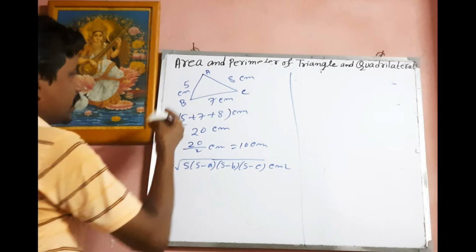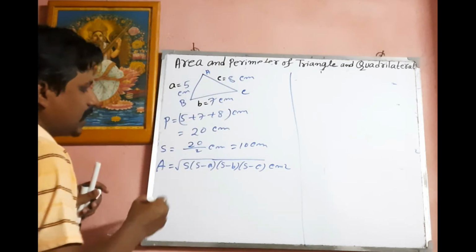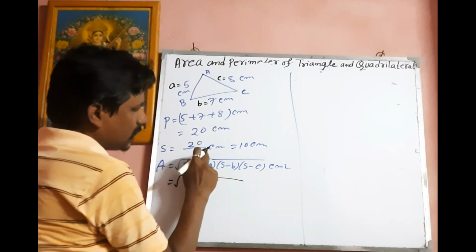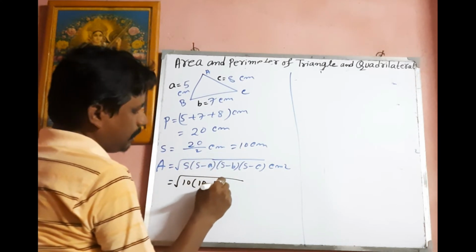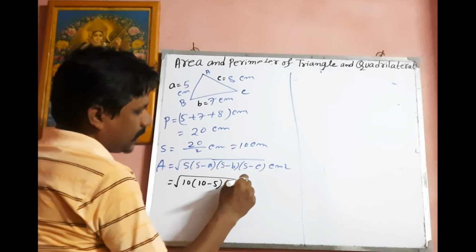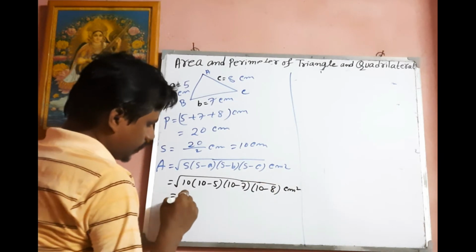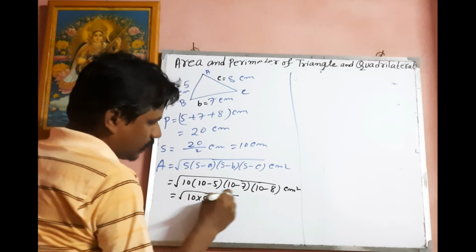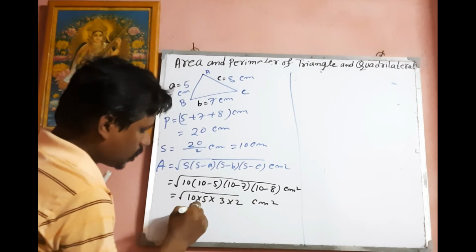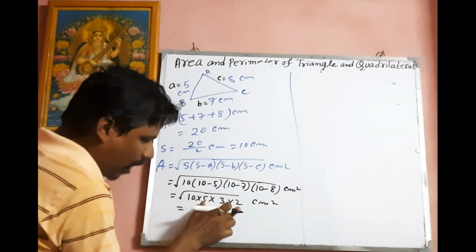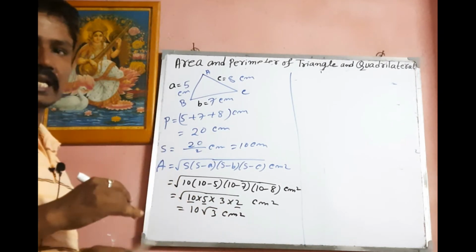Now, if we take this side as A, this side as B, this side as C, then putting the value of S as 10, and 10 minus 5, 10 minus 7, 10 minus 8, and this is a square root. So this will be 10 multiplied by 5 multiplied by 3 multiplied by 2, square root. So calculating these, 10 and 5 into 2 is 10. So 10 root 3 centimeter square is the area of the scalene triangle.